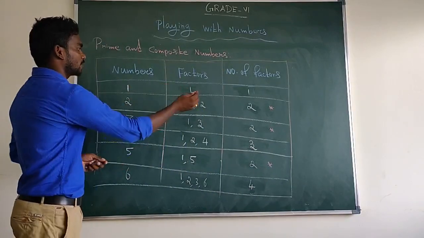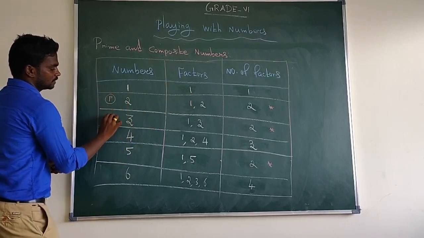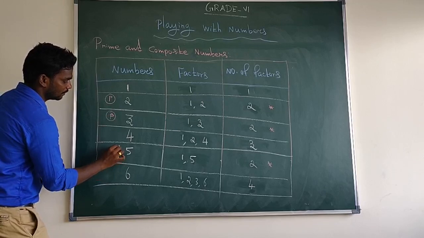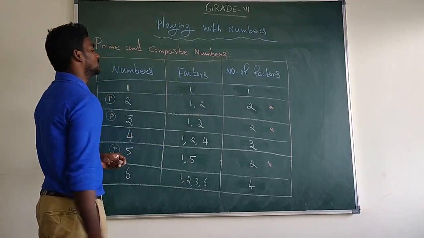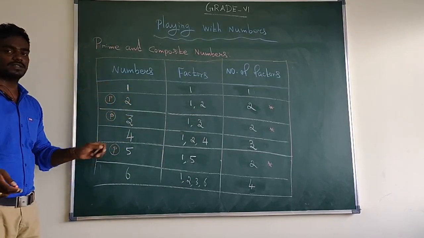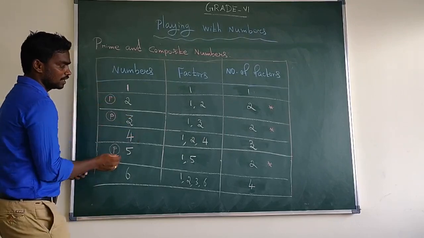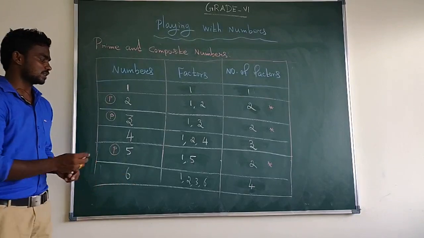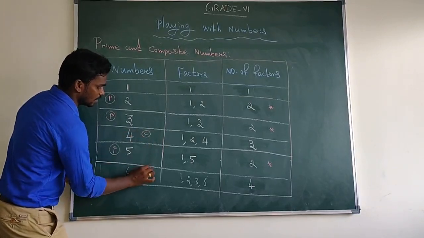So which numbers are called prime numbers? The number 2 is a prime number. Next, 3 is also a prime number. Then the number 5 is a prime number. A number which has only 2 factors, 1 and itself, is called a prime number. So 2 is a prime number, 3 is a prime number, 5 is also a prime number. What about other numbers? Consider the number 4. 4 has 3 factors. A number that has more than 2 factors is called a composite number. So 4 is a composite number. 6 is also a composite number.